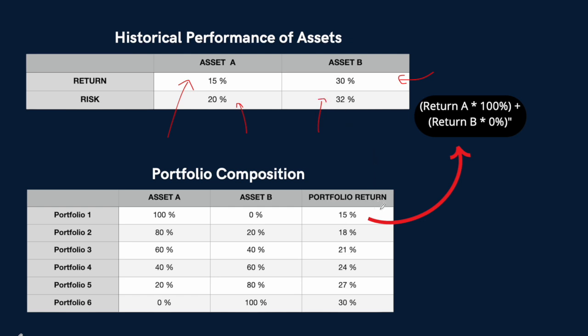If you want to calculate the return of the portfolio, it's very easy. That's going to be the return of asset A multiplied by the weight which is going to compose your portfolio. If you have a portfolio fully with asset A, we are going to get 100%. On the other side, if we go with 80% asset A and 20% asset B, we're just going to have 80% times 15, plus 20% times 30, and we're going to get the return of the portfolio.